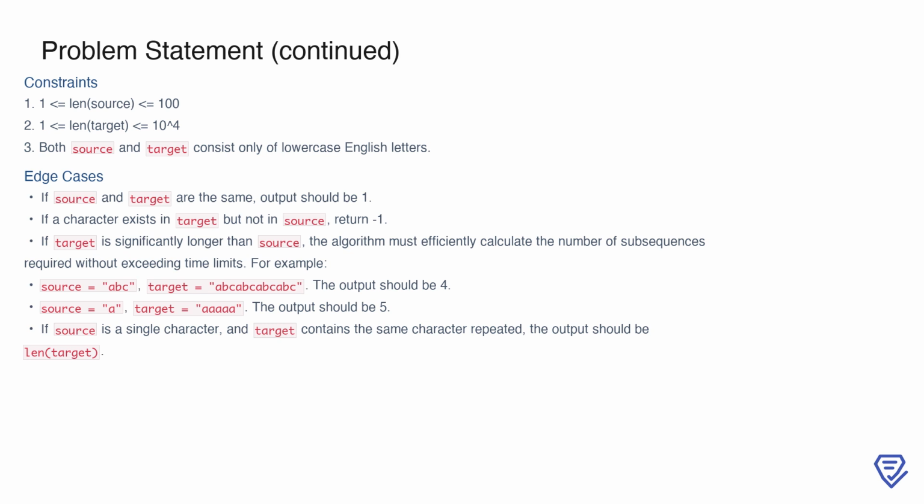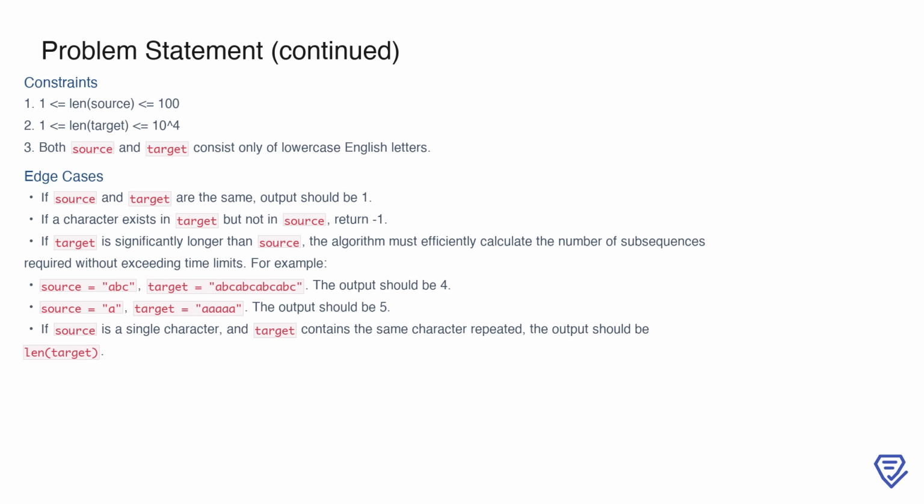This problem comes with several constraints and edge cases to consider. The length of source is between 1 and 100, while the length of target can go up to 10,000. Both strings contain only lowercase English letters. If source and target are identical, the output should be 1, as only one subsequence is needed. If target has a character not present in source, the output is -1 since forming target is impossible.